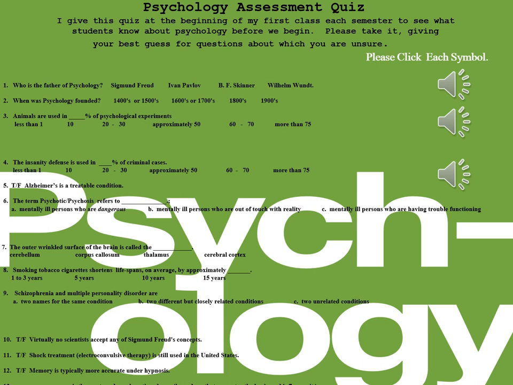Are you ready to see how you did? Let's start with the most basic question, the father of psychology. Did you put Sigmund Freud, Ivan Pavlov, B.F. Skinner, or Wilhelm Wundt? It was actually Wilhelm Wundt. You might never have heard of his name before, and that's perfectly fine, but still, he is the father of psychology.